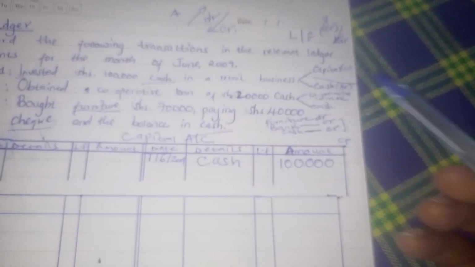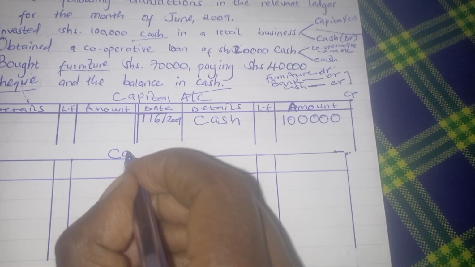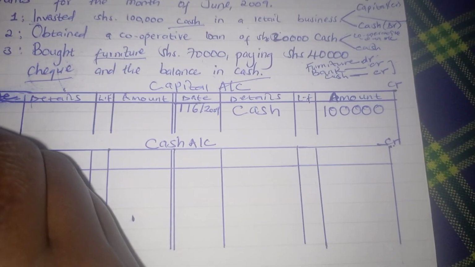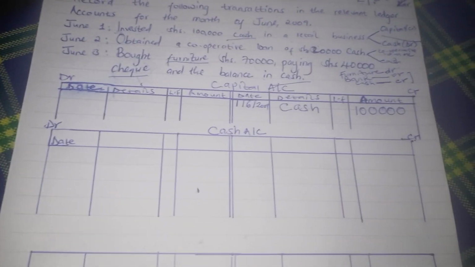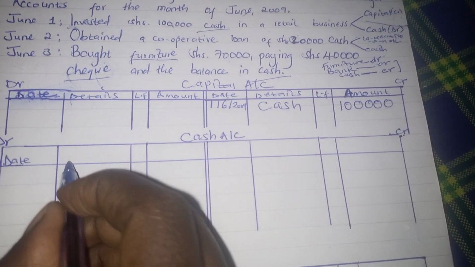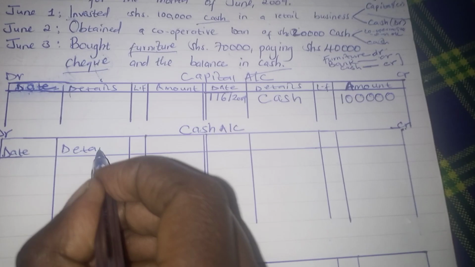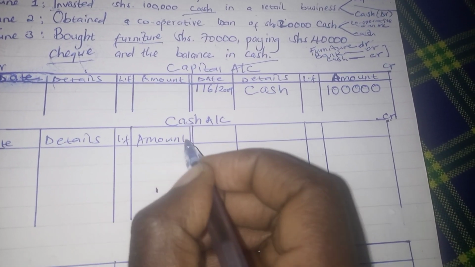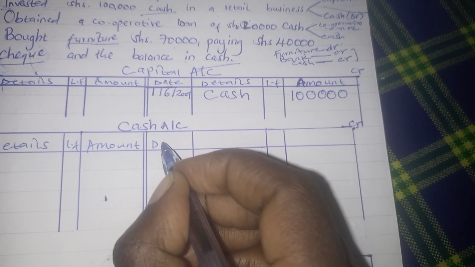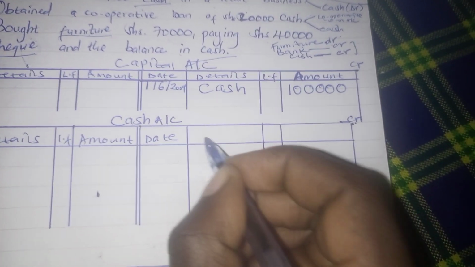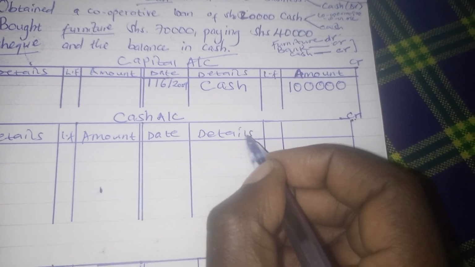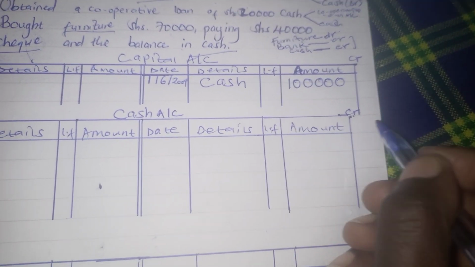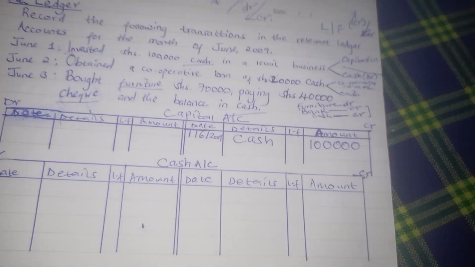Then we go to our next account, which is cash. We have our cash account. Again, you show the credit and the debit side. We have the date column, the details, the ledger folio, and the amount. The same on the credit side: date, details, the ledger folio, and the amount. So we move on.